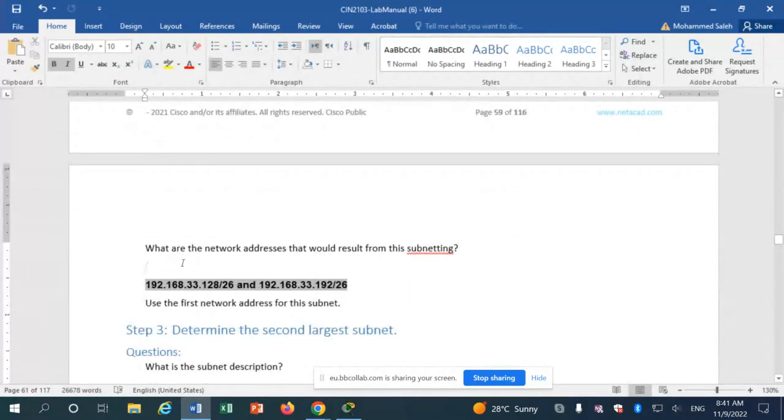So what are the network addresses that would result from this network? Now we said this is for the first subnet. What is my magic number? 64. Good.